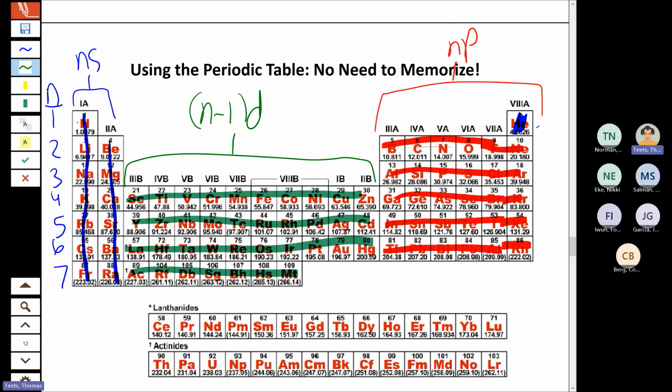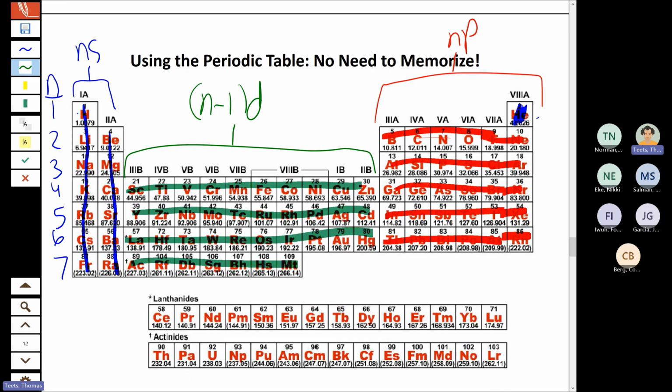So here, where that first one starts, we're in the 4th row of the periodic table, but this is n minus 1. So this would be 3D. 3D is the first D subshell. So even though it's in the 4th row, this row here represents the 3D, and then 4D, and then 5D below that. Okay? So those are the D ones.